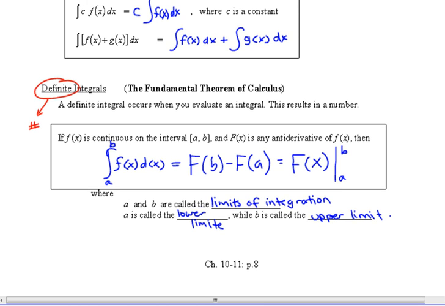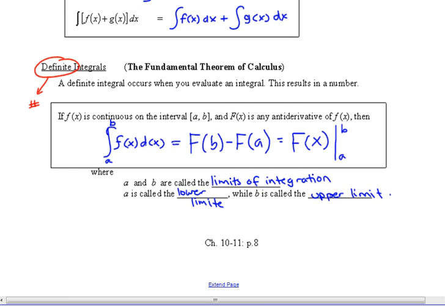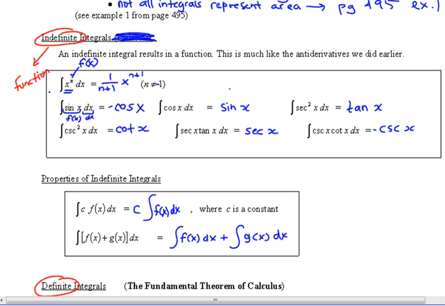Also, I should note that our indefinite integrals must include plus c. I just didn't write it for those ones.